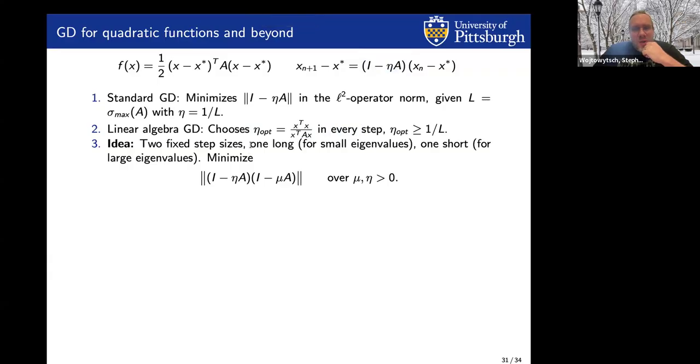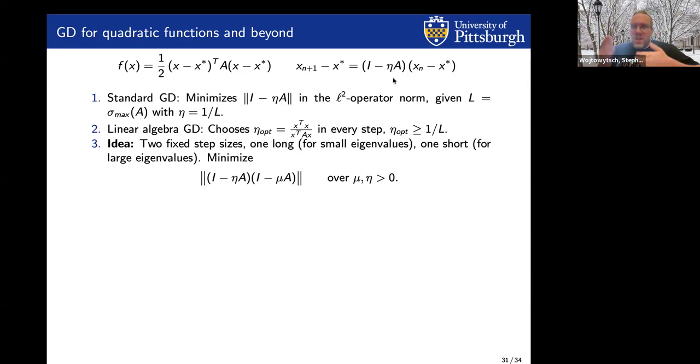There is, however, an additional idea where you can say, I don't really want to choose the optimal step size in every step. That's too much work, but I'm willing to choose two steps, a longer one and a smaller one, and what I'm trying to minimize is actually the norm of the product. And then I alternate, I take one long step, one short step, one long step, one short step.